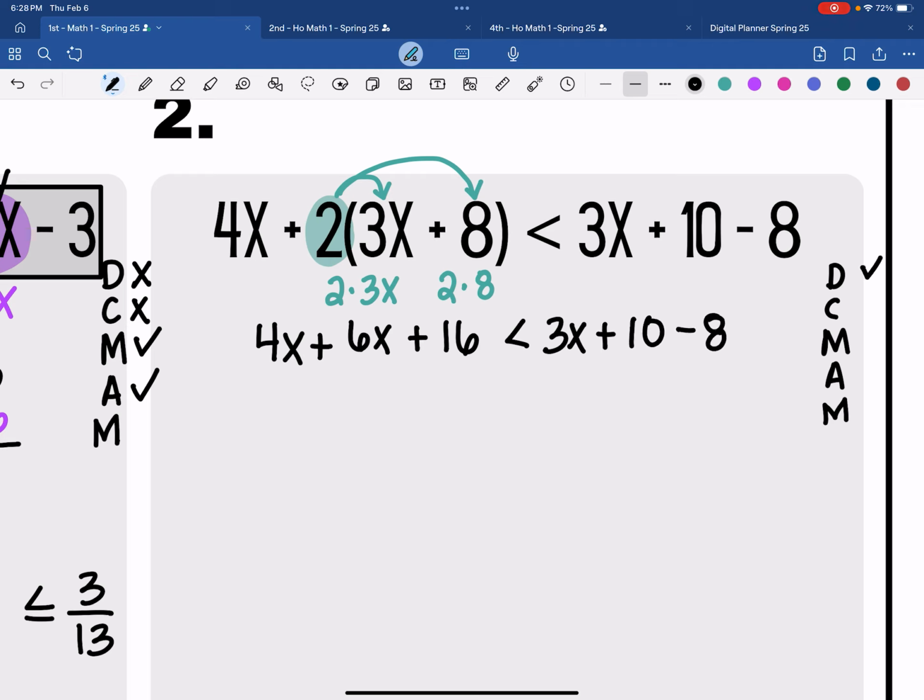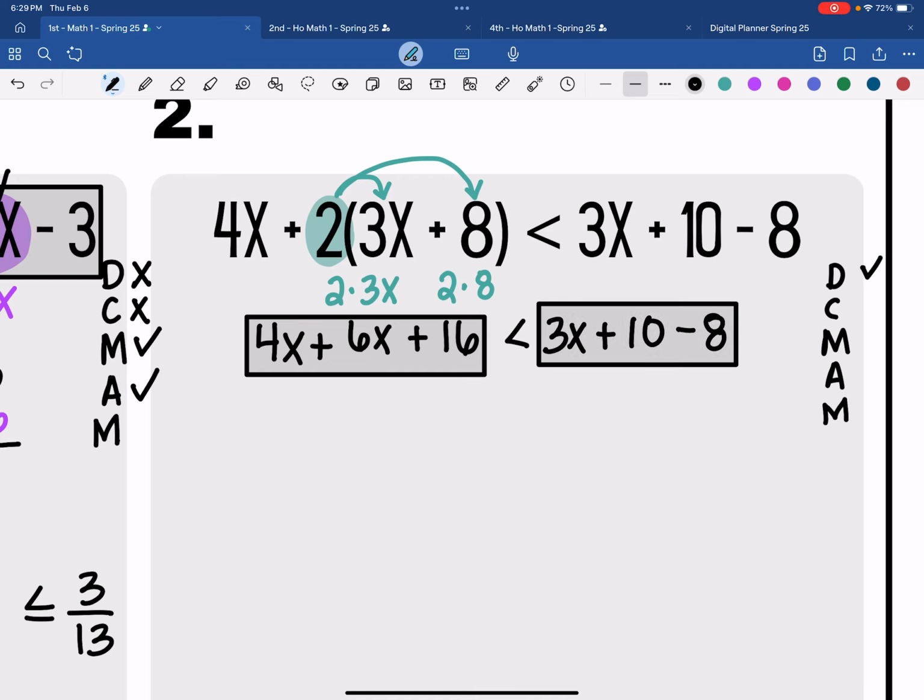So we've distributed. Now we need to combine like terms. Again, we only combine the left side with the left side and the right side with the right side. When I look at the left side, I should be able to see that I have a 4x and a 6x. When I combine 4x and 6x, that's going to give me 10x plus 16 is less than, and then on the right side, I have a 10 and a negative 8. So I'm also going to combine those and make that a positive 2.